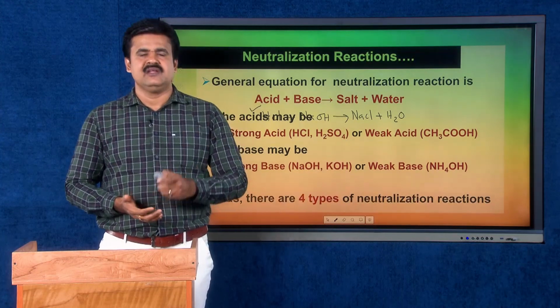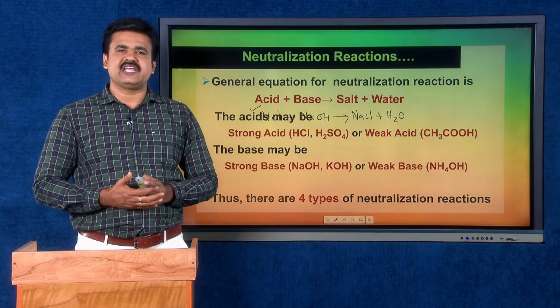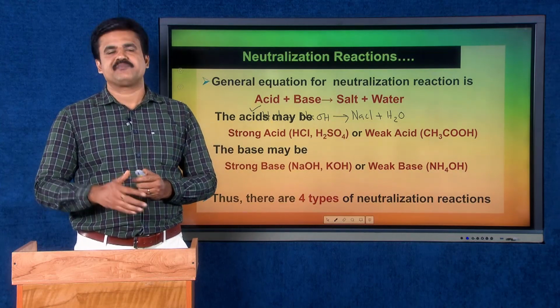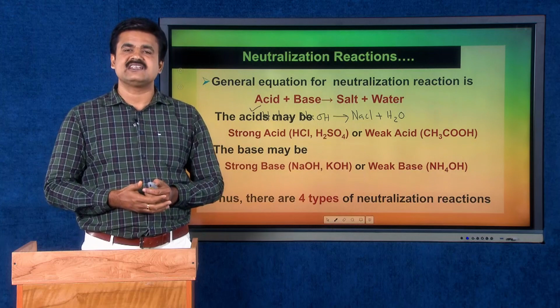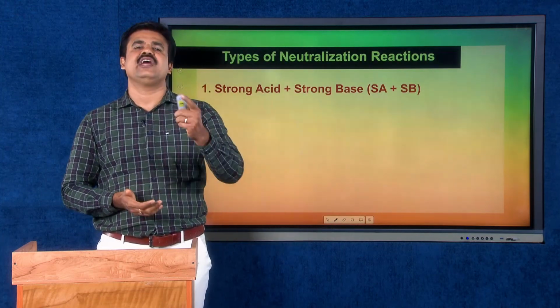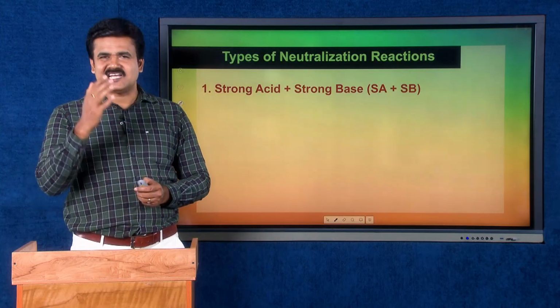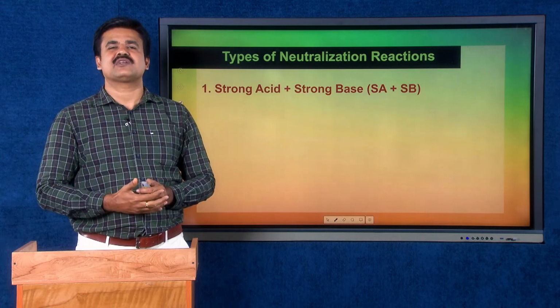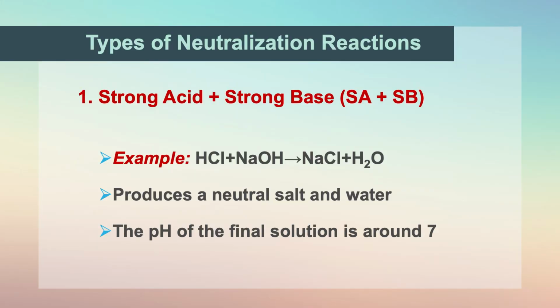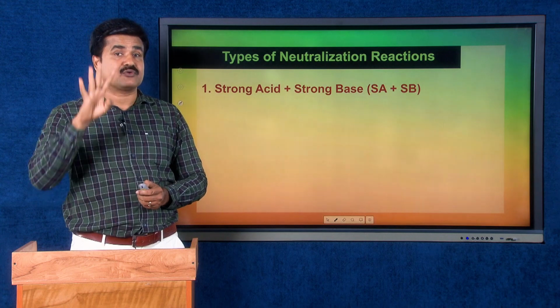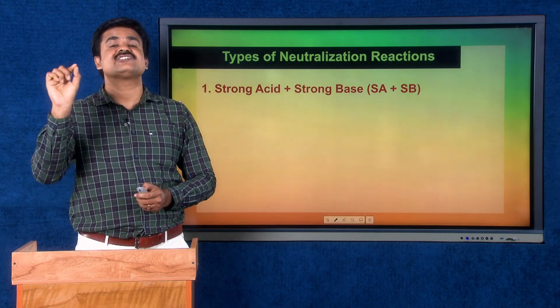Now, since there are two kinds of acids and two kinds of bases, there are four probable neutralization reactions. Now we can enter into different types of neutralization reactions. We learned that there are two kinds of acids, strong acids and weak acids. There are also two kinds of bases, strong bases and weak bases. Thus, there is a possibility of four types of neutralization reactions.